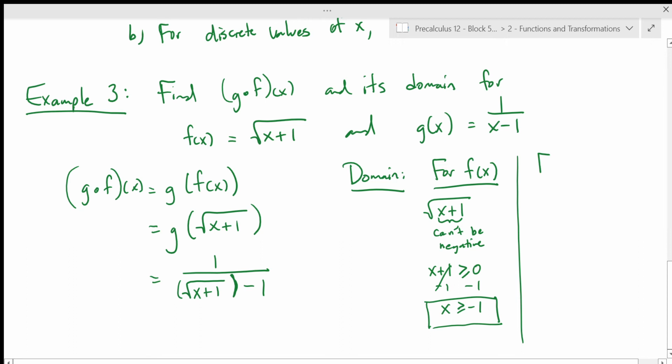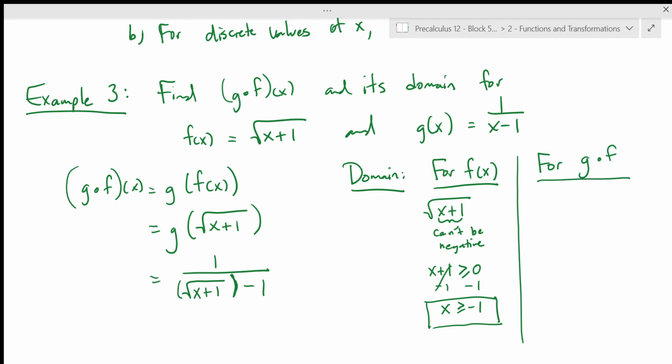So now the other place we have to look, we don't actually have to look at g of x. If we looked at g of x, we would say, oh, x can't be 1. But here's the thing. We don't really care when x is 1 because we've replaced x with radical x plus 1. What we care about is when radical x plus 1 equals 1. So for our composition of functions, we've already taken care of when the radical is going to exist. Now we have a fraction, so we have to make sure that the denominator is not 0.